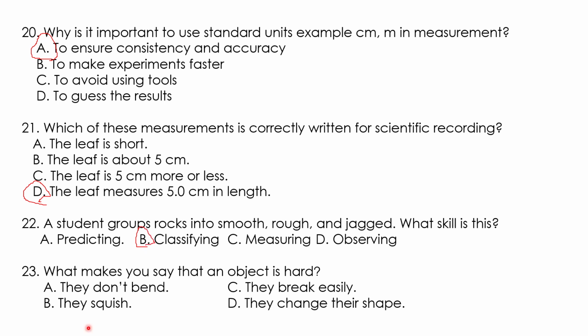Next, for number 23. What makes you say that an object is hard? A. They don't bend, B. They squish, C. They break easily, D. They change their shape. It's letter A. They don't bend.